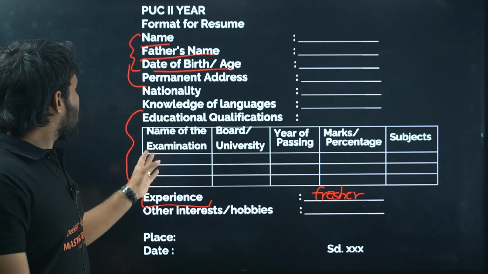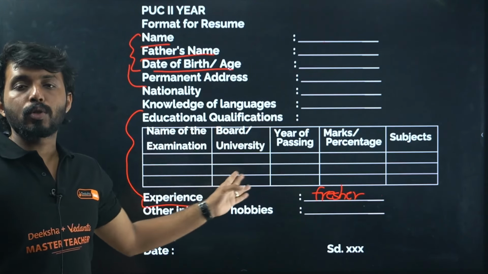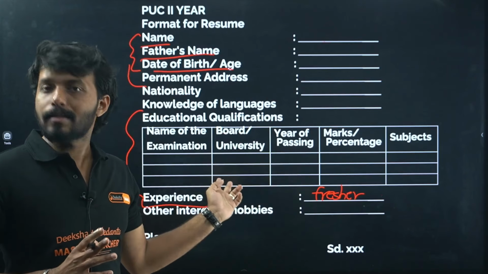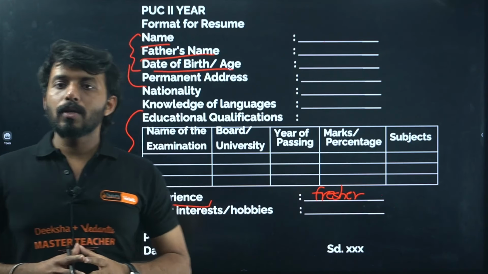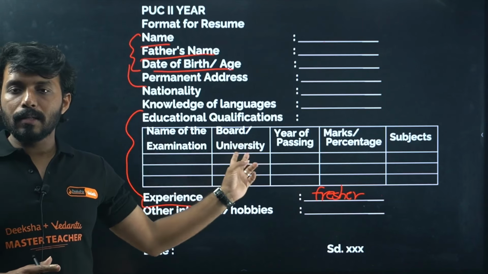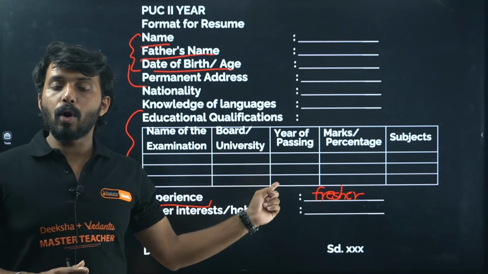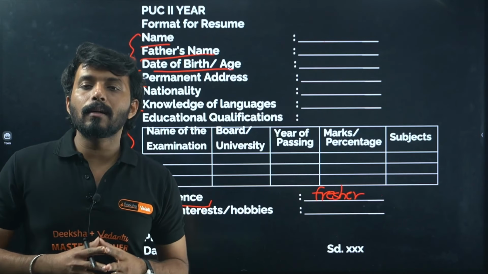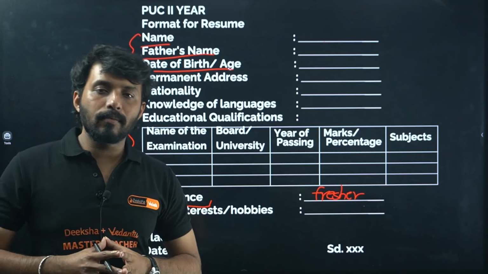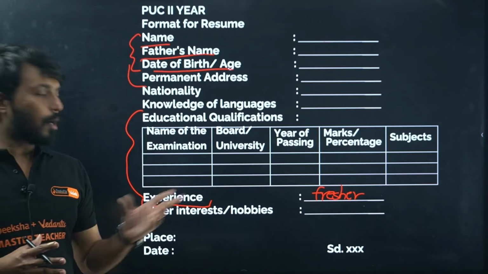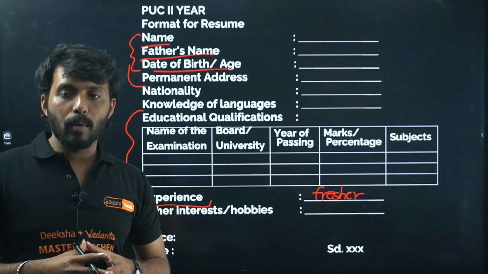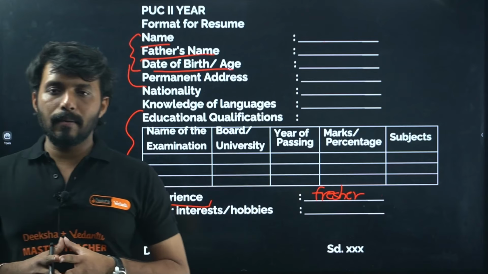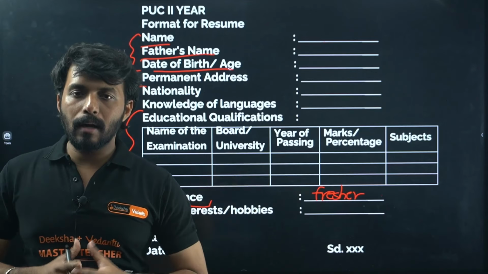Okay, educational qualifications: you should be drawing a table. Very important, because evaluators will be checking this table in the resume. The name of the examination is in the first column, the second column is the board or university. The name of the examination, meaning if you are in 10th, you would have written the 10th board exam, SSLC. Or if you are in 12th, you would have written the second PUC board exam. Now the board: if you are in CBSE, you write CBSE. Or if you are state, you write state board, Karnataka state board.